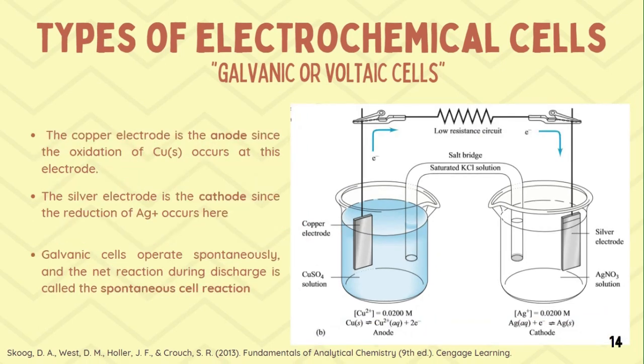The figure on the screen is also a galvanic cell but is now under discharge, in which the electrons move through the external circuit from the copper to the silver electrode. The silver electrode serves as a cathode since the reduction of silver ions occurs there, while the copper electrode serves as an anode since the oxidation of copper occurs there. The net reaction during this discharge is called a spontaneous cell reaction.